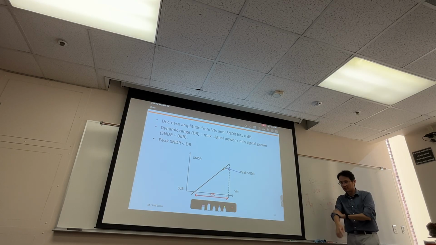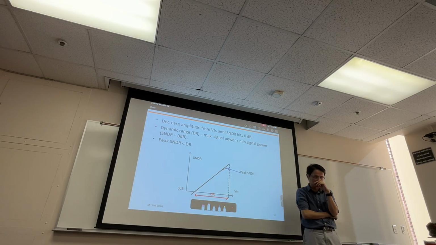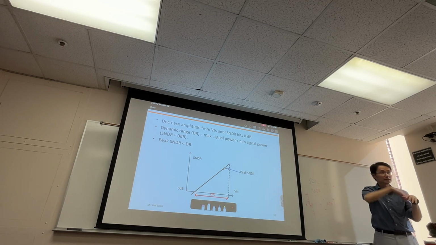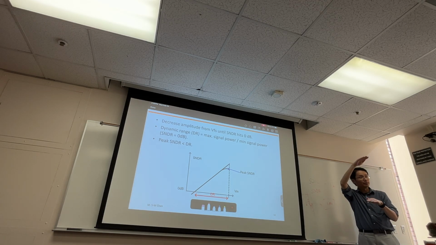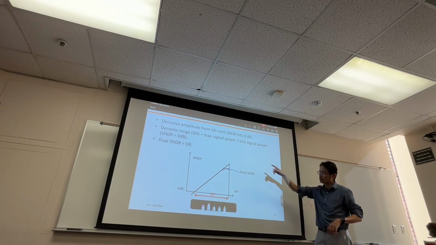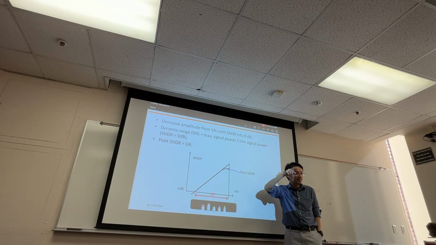If you don't believe it, try it in my lab. I forgot whether I asked you to do that in the homework, but if I didn't, you can try yourself. Take a sine wave, just clip the top and bottom and do FFT again. I assure you, you're going to see those tones. So if your tones pop out, your SNDR will go down.